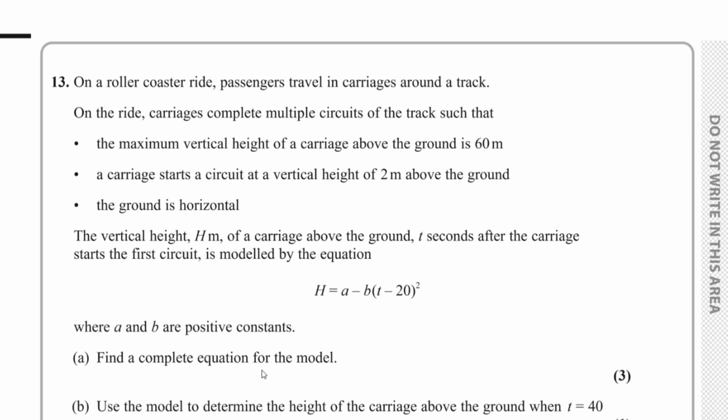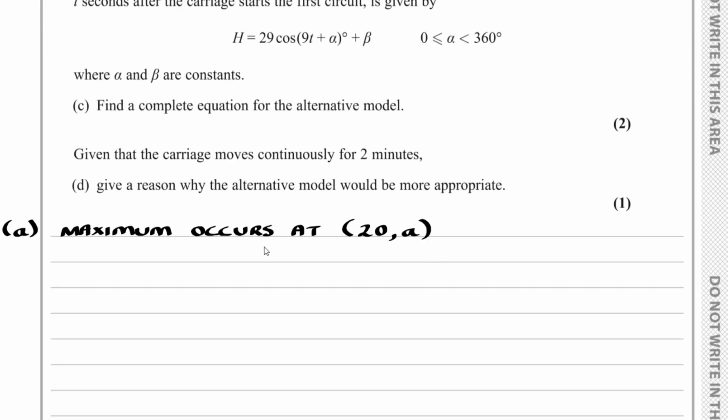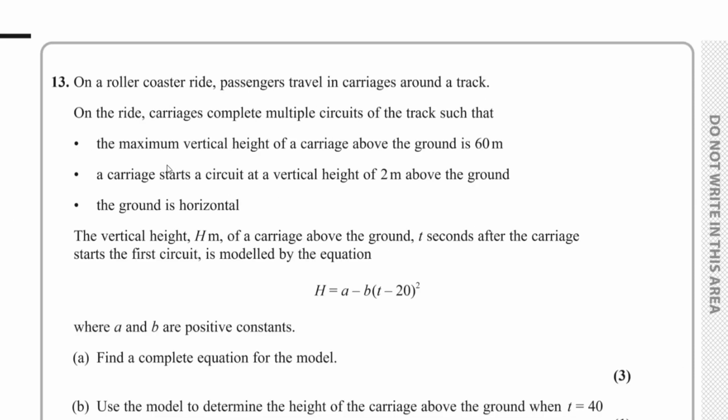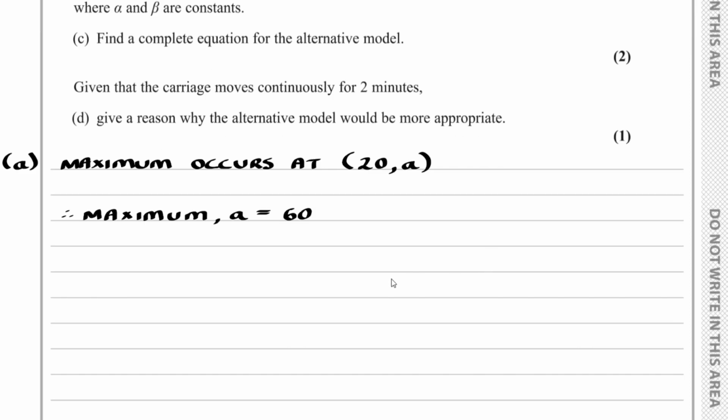For part A, we have to find a complete equation for the model. Now, the equation that's given to us is in complete the square format. And what we can do with this is find out the maximum coordinates. The maximum coordinates occur at 20, a. We know from the question the maximum vertical height of a carriage above the ground is 60 meters, which then means we have a maximum a equaling 60, which means h is equal to 60 subtract b multiplied by t minus 20 squared.